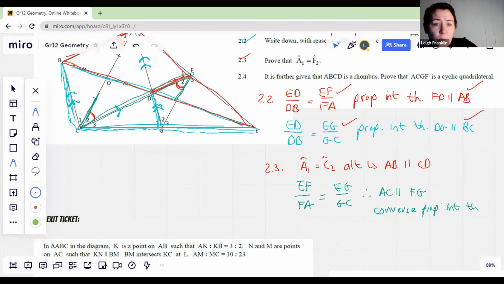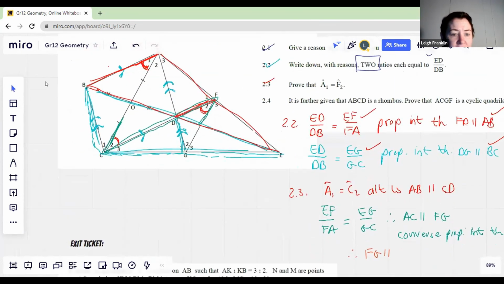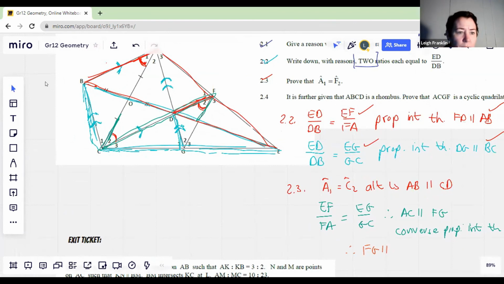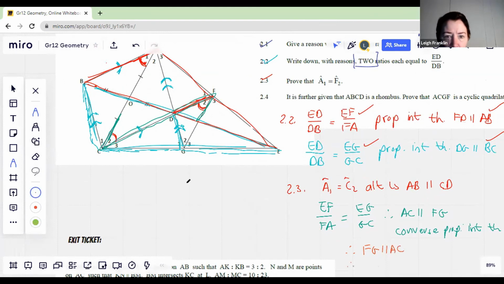All right, so we've used converse proportionality intercept theorem to prove FG parallel to AC. Now that we have got this, we can conclude that FG is parallel to, let me just make sure I wrote that right, AC. So therefore, C2 equals F2, because alternate angles are equal. So FG parallel to AC, and there we go.